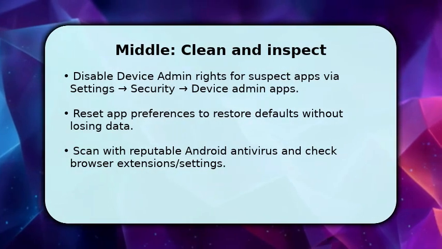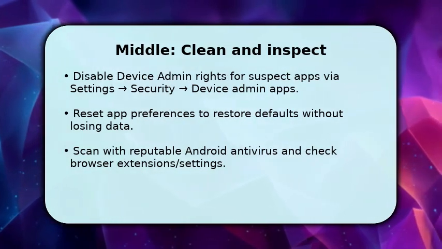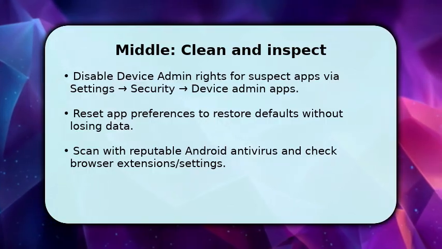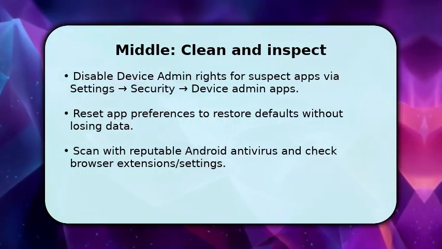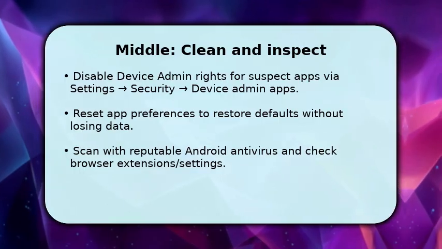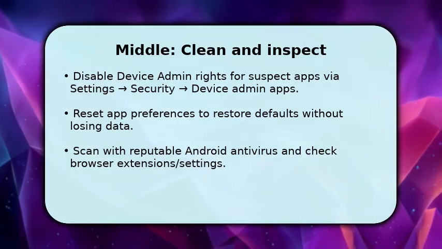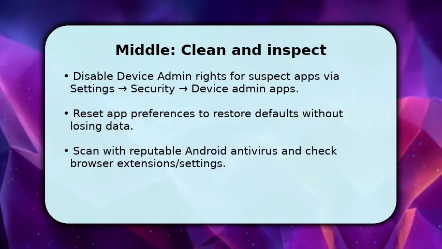You should remove device admin rights from any app you don't trust, because those prevent normal uninstalls. Then reset app preferences to restore disabled system apps and notifications to defaults. This often reveals the ad source.